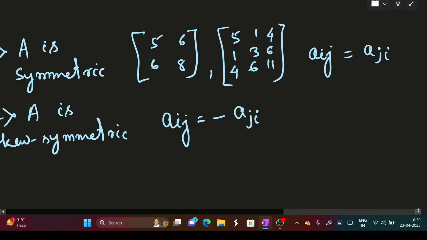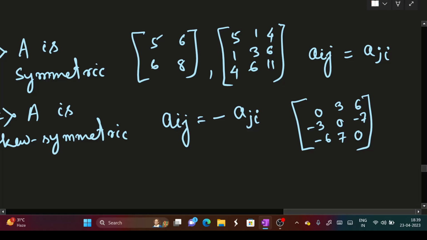So here for the diagonal element, if i is equal to j, what will I get? Aii is equal to minus of Aii. That means the diagonal elements are 0. So how to write down a skew symmetric matrix? All the diagonal elements must be 0. Suppose here I have written 3, then I should write here minus 3. Suppose here I wrote 6, here I should write minus 6. Suppose I wrote here 7, it should be minus 7. So this is a skew symmetric matrix.